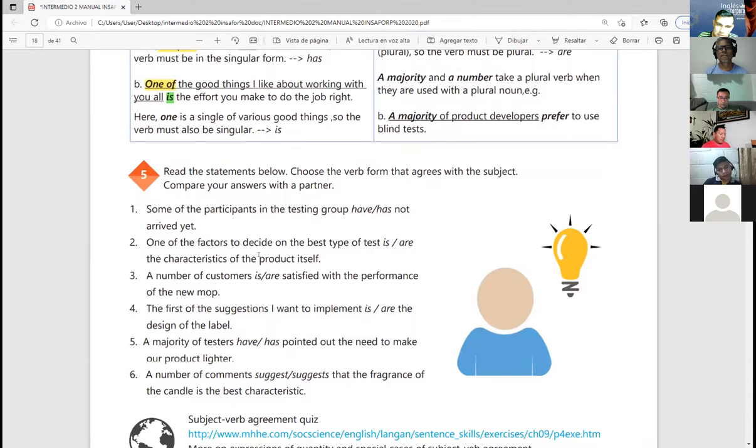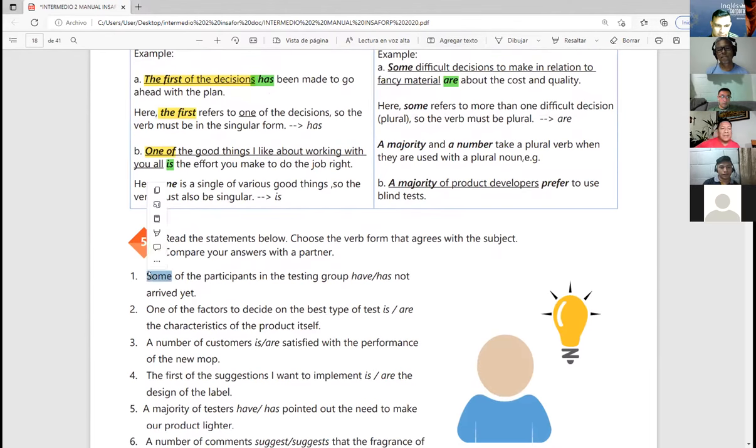We're going to practice. Some of the participants in the testing group have. Let's read the rule. The keyword here is some, right? Exactly, plural. With some, the verb will be in plural. So some of the participants in the testing group have not arrived yet. Excellent.